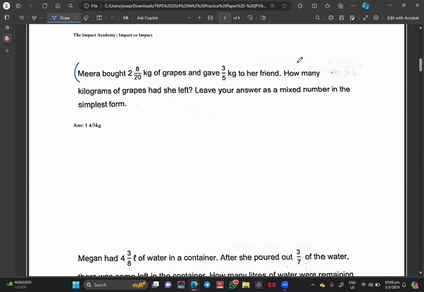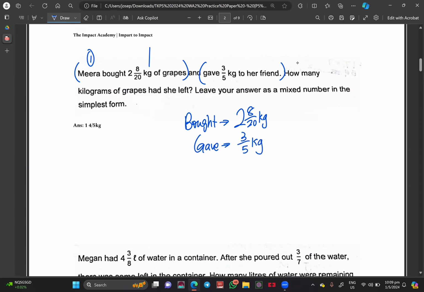As you can see over here, it says that Mara bought 8 over 20 kg of grapes. So that is the first part. We're just going to say that bought is equal to 8 over 20 kg. And she gave how much? 3/5 kg to her friend. So when you see fractions with units, we know that this is a FWU, fractions with units concept.